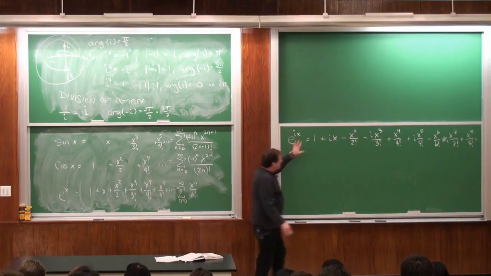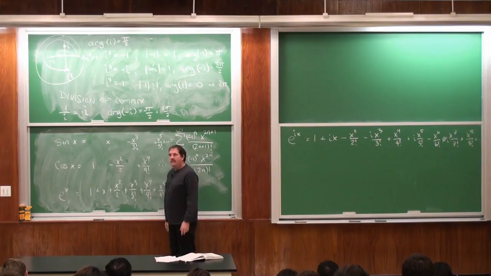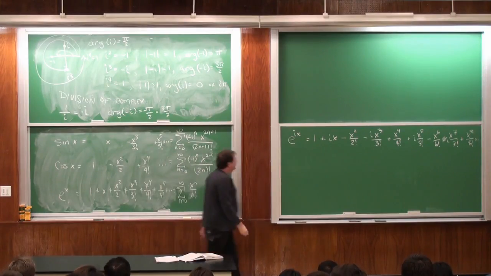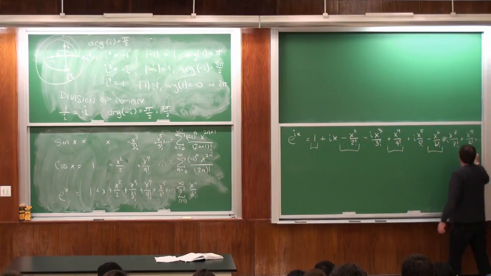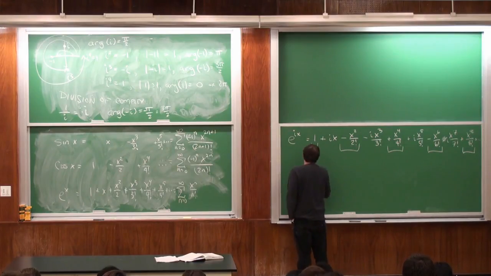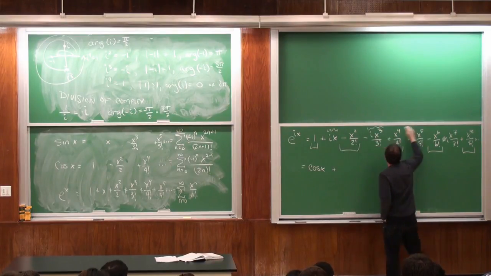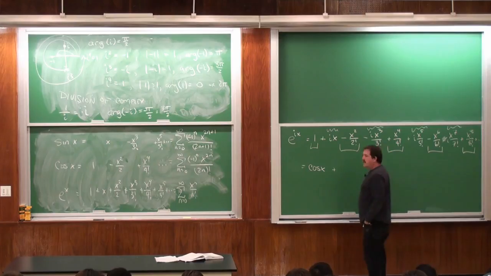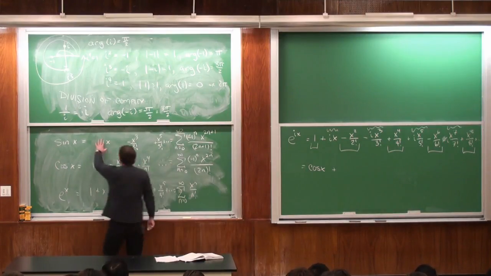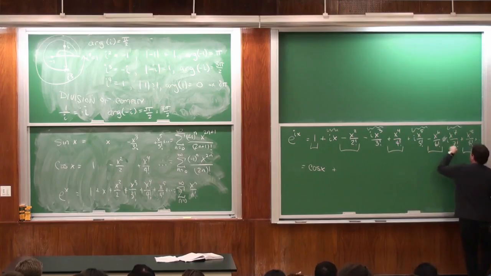Now, this looks a lot like these two things stuck together. Notice that the cosine terms, this part, that's exactly the cosine. So this is the cosine. And then these other terms, well, they're almost the sine, except they have an i in front of them. If I just put an i in front of every term here, I will get this term, this term, this term, this term, and so on.